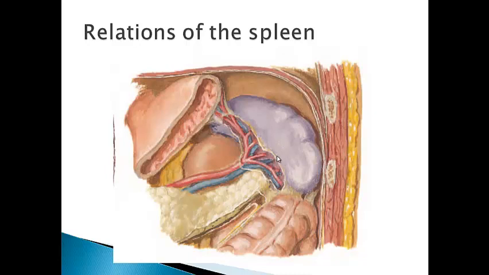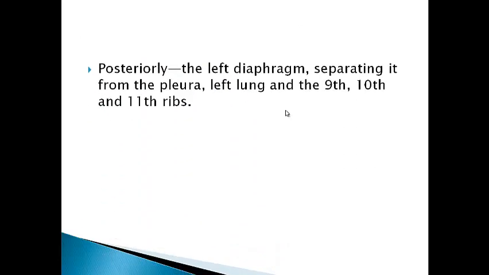So as long as you know where the spleen is found, you can figure out which organs it's related to. Posteriorly, the spleen is related to the left half of the diaphragm, and the diaphragm separates it from the pleura and the left lung in the thorax. It's also separated from the 9th, 10th, and 11th ribs.